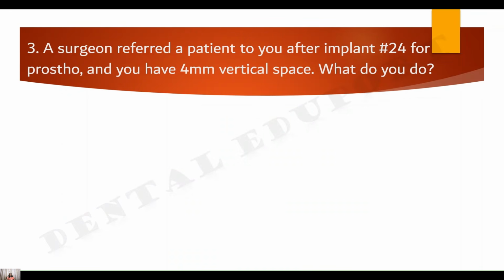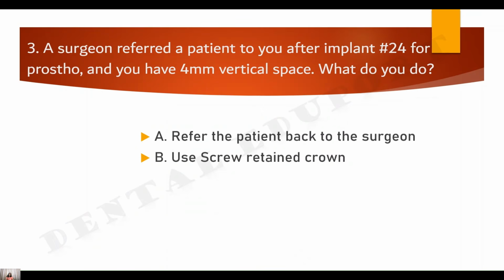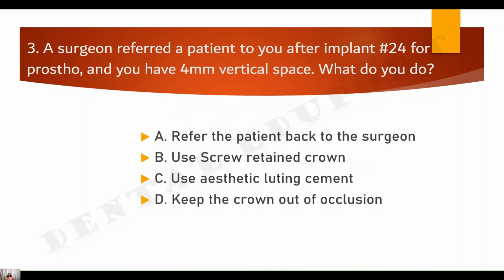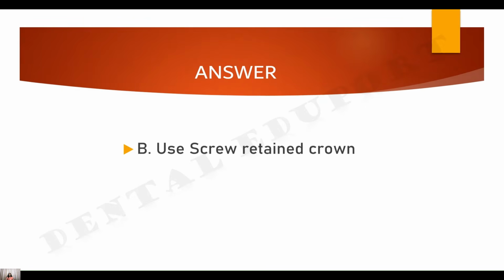A surgeon referred a patient to you after an implant on 2-4 for prosthodontic restoration, and you have 4 mm vertical space. What do you do? Options are A. Refer the patient back to the surgeon, B. Use a screw retained crown, C. Use aesthetic luting cement, D. Keep the crown out of occlusion. The answer is B. Use a screw retained crown.